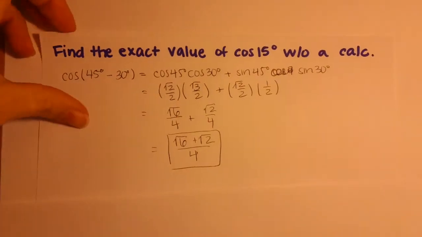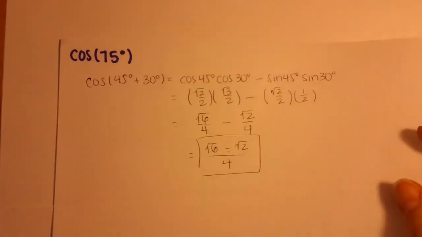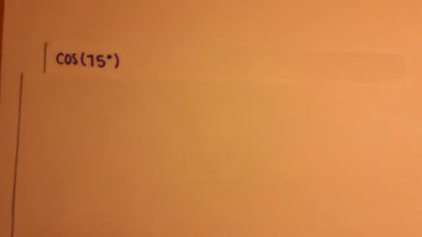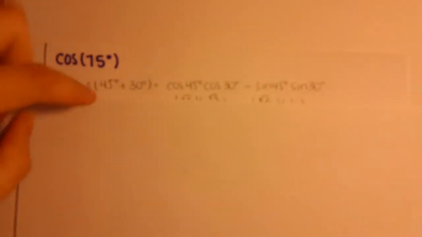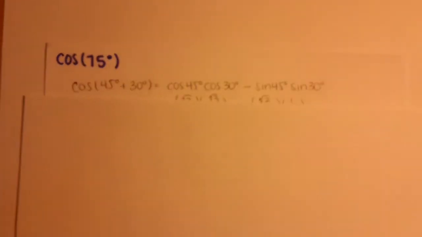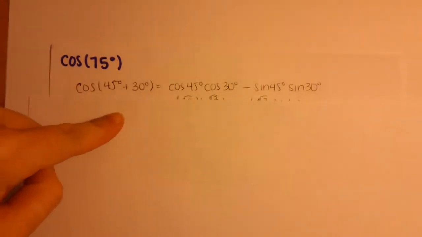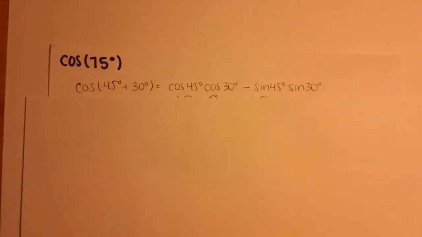So let's look at another example. We have the cosine of 75. This one is a larger value, so we'll probably use the sum. Well, 45 plus 30 is 75 degrees. So we'll use the cosine of the sum of these two angles. It's cosine of 45, cosine of 30 degrees, minus sine of 45 degrees, sine of 30 degrees.